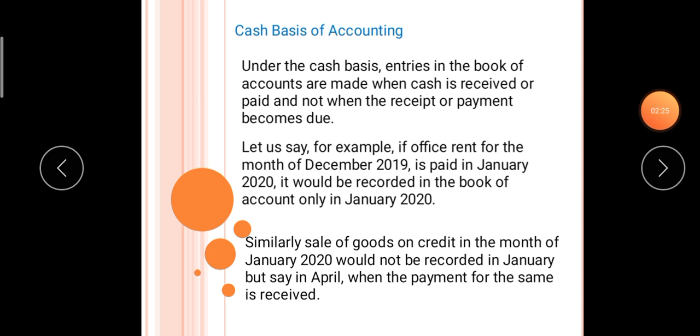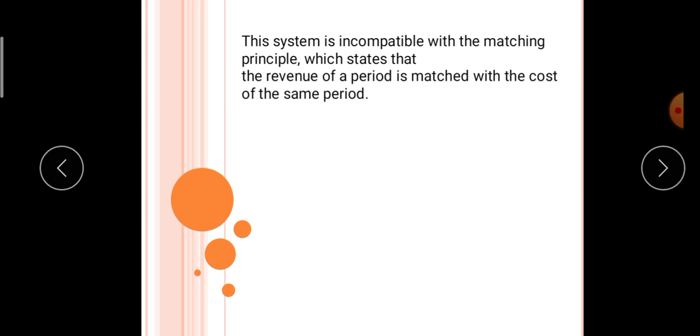Now in the principles of accounting we have studied the matching principle, where all the expenses were matched with the revenue. A cost was matched with the revenue to determine the profit or loss. But in cash basis, we are recording the transaction when the cash is received or paid, and because of that the matching principle will not be followed. This system is incompatible with the matching principle, which states that the revenue of the period is matched with the cost of the same period.